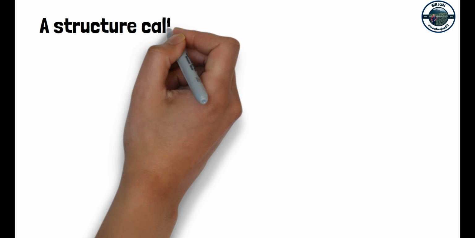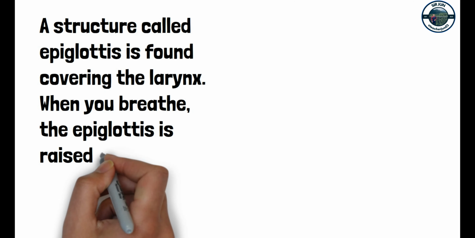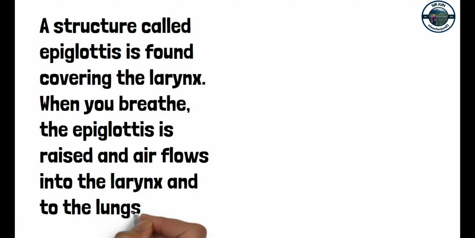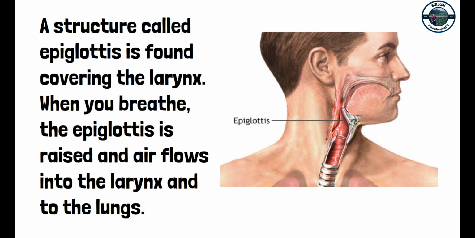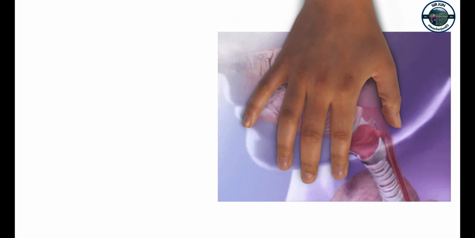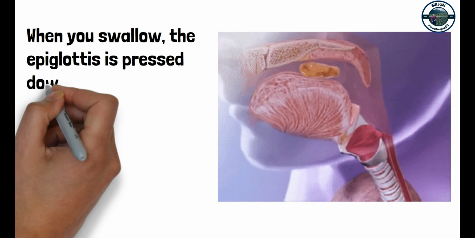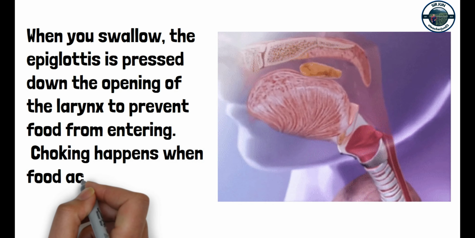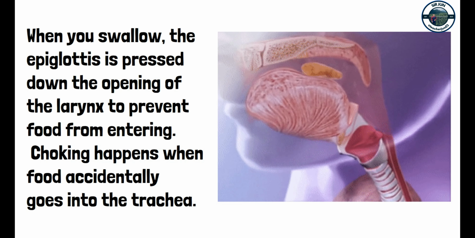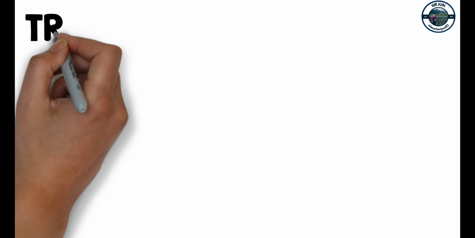A structure called the epiglottis is found covering the larynx. When you breathe, the epiglottis is raised and air flows into the larynx and to the lungs. When you swallow, the epiglottis is pressed down over the opening of the larynx to prevent the food from entering. Choking happens when the food accidentally goes into the trachea. Look at the illustration. The next one is the trachea.